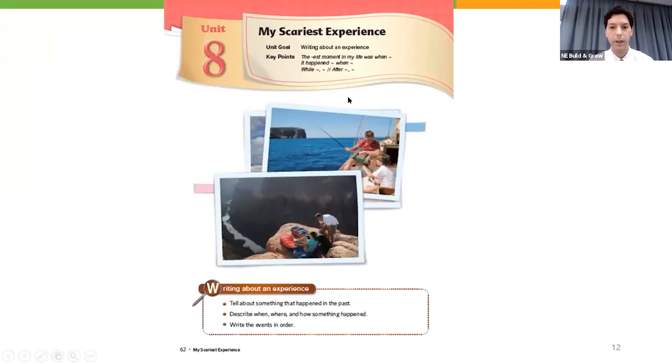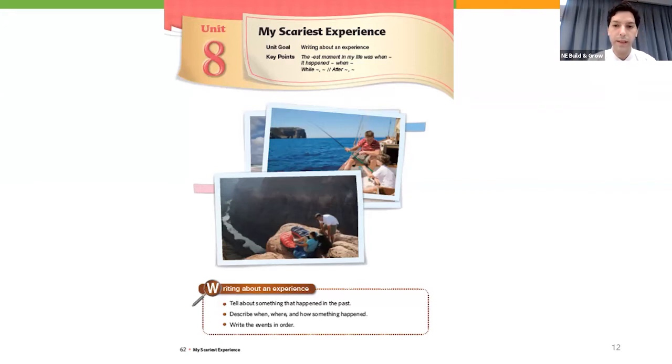Okay, so if you look at this picture here, you'll see what a pre-writing page, or the basic page of a pre-writing section looks like, or of a guided writing unit, right? So if you look at the picture, the title of the unit is My Scariest Experience. So we're going to be writing about our scariest experience. Now, the unit goal is writing about an experience. So students are going to learn the rules and some good tips for writing a narrative about their experience, right?